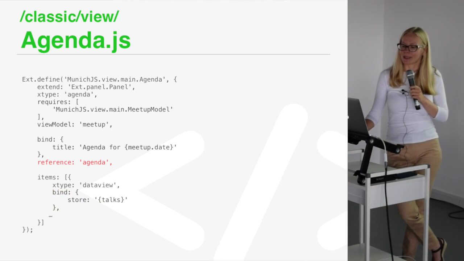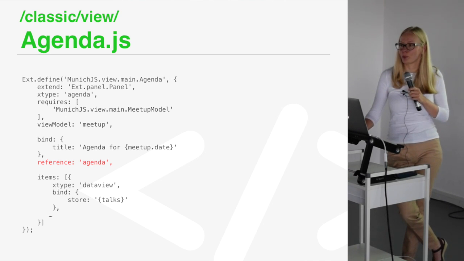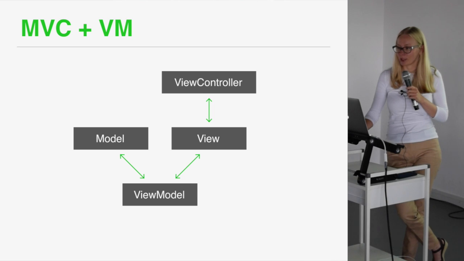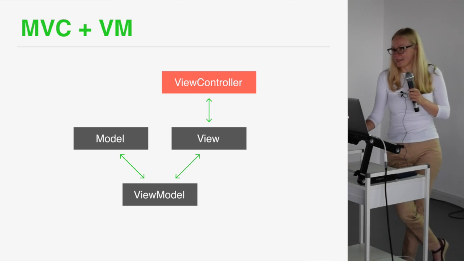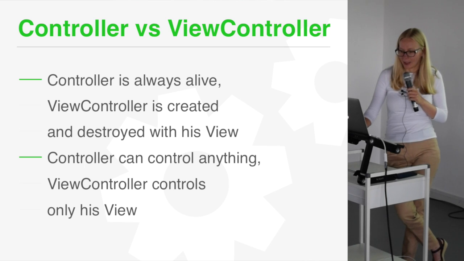The last part of data binding: someone should assign the view's selected meetup to our view model, and it will be done by the ViewController. Yeah, it's crazy at first sight because we already have a controller from the MVC pattern, so why do we need another controller? The answer is that there are key differences between the controller and the ViewController.